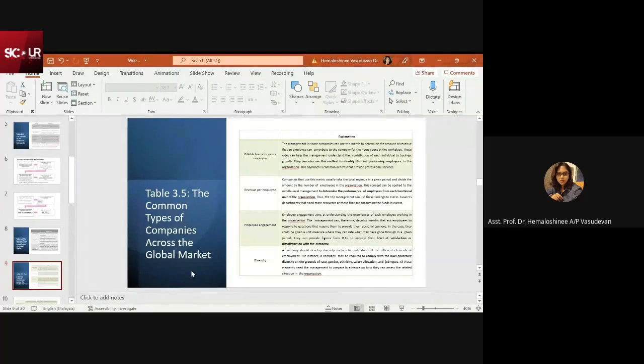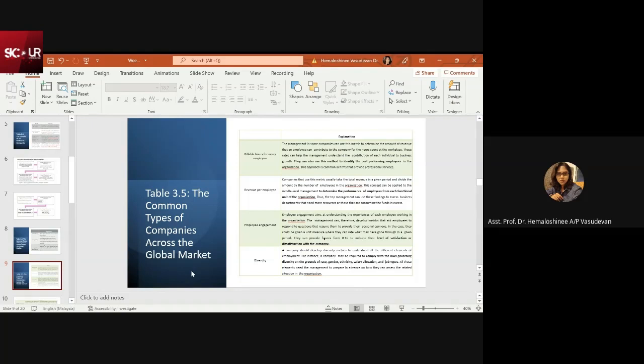Employee engagement: how are you engaging with the company? Your commitment, your level of satisfaction toward the company. That is employee engagement. Do you participate and stay active in all activities of the company? So they will see your employee engagement.